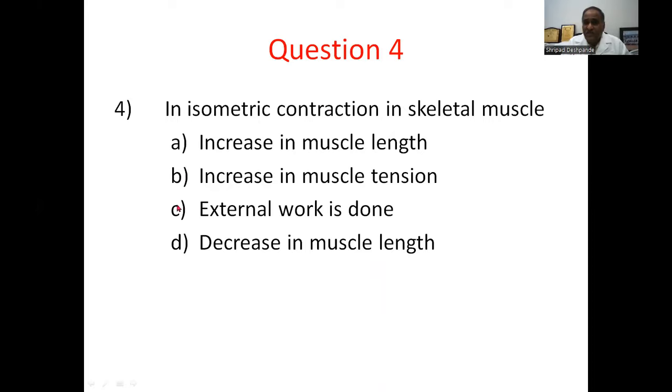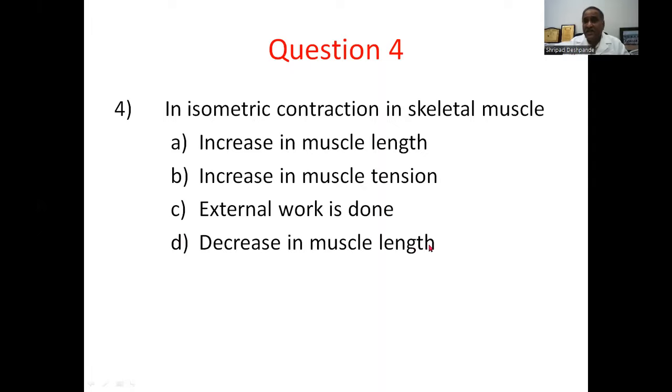Then the second response, option C, external work is done. In the case of isometric contraction, the muscle length is not altered. Hence there is no work done, no definite work done. So that means option C is not correct.